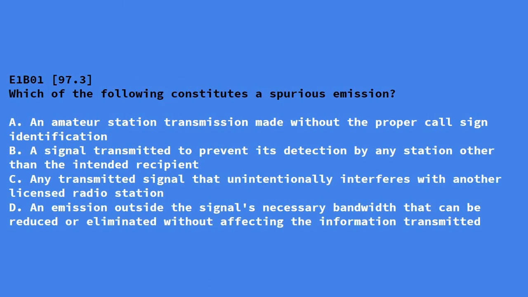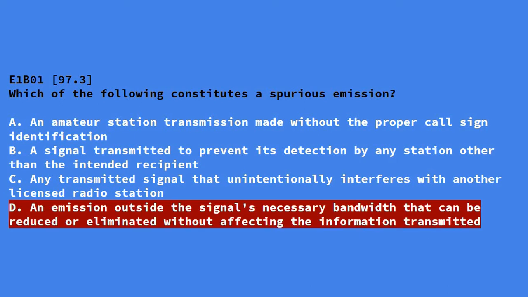E1B01, which of the following constitutes a spurious emission? An emission outside the signal's necessary bandwidth that can be reduced or eliminated without affecting the information transmitted.